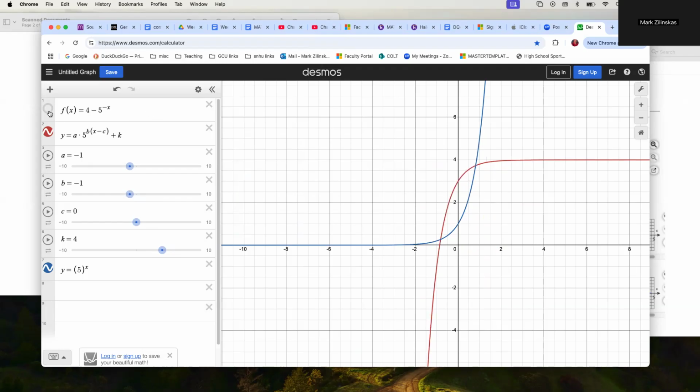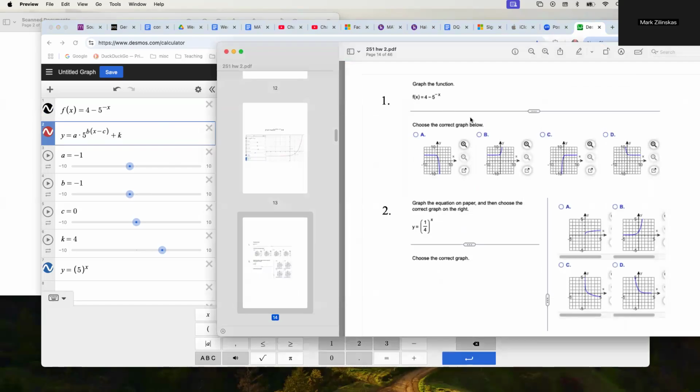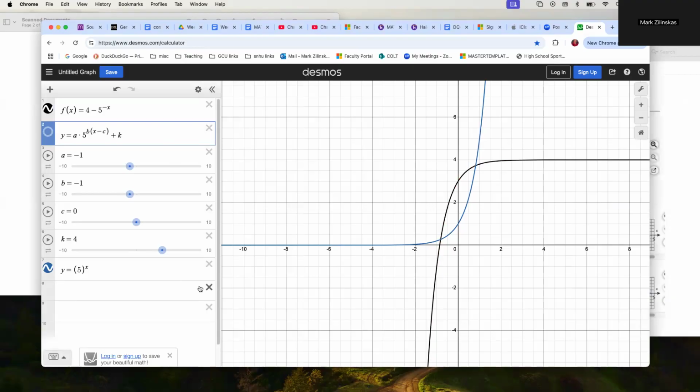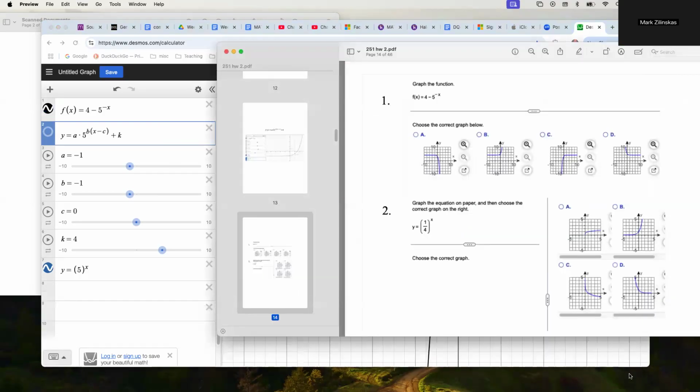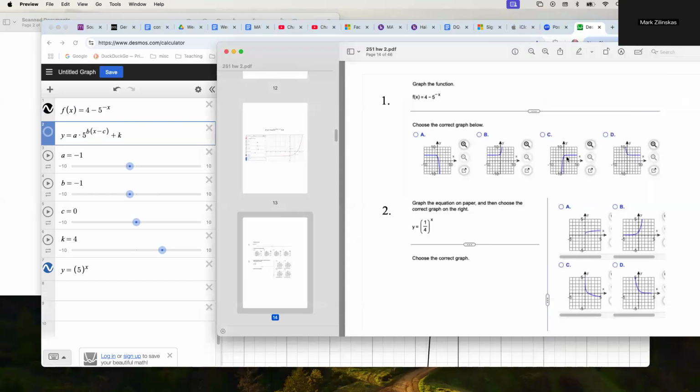Just to double check, I have the original function here in black, and if I click on that, notice that the black graph matches exactly with that red graph. All I did was manipulate this function, y equals 5 to the x, by taking these parameters and plugging in numbers to get equations like this, where you're just going to be asked to figure out what the graph looks like. So you can just punch in the black graph, turn these all off, and see that the black graph here matches up with what we have here in graph C.